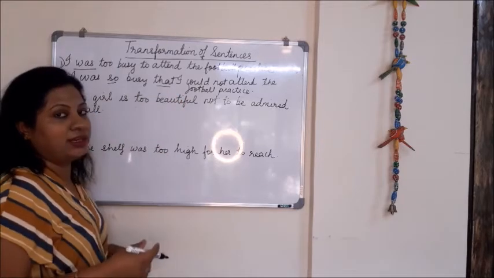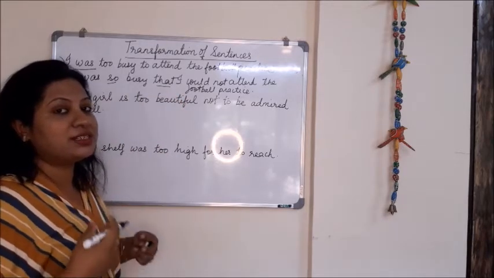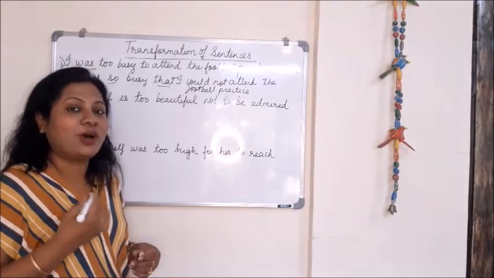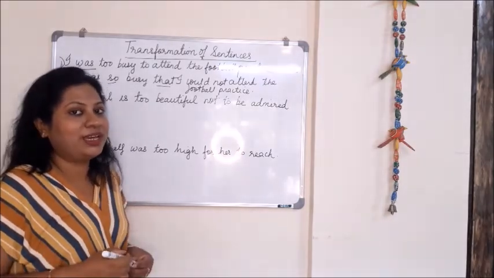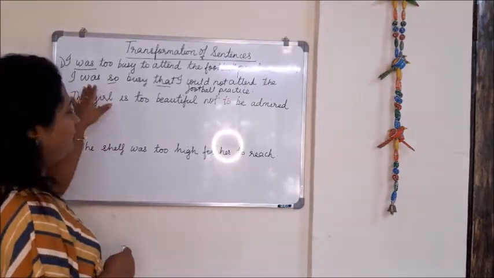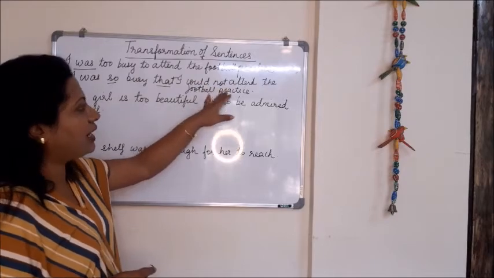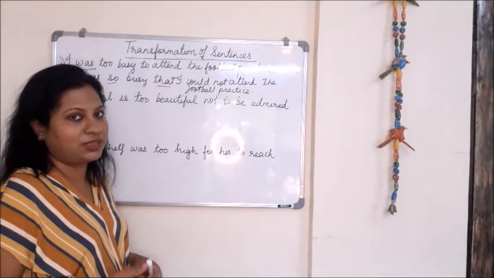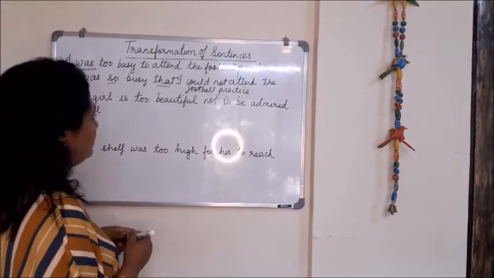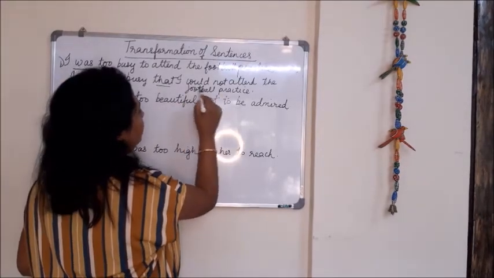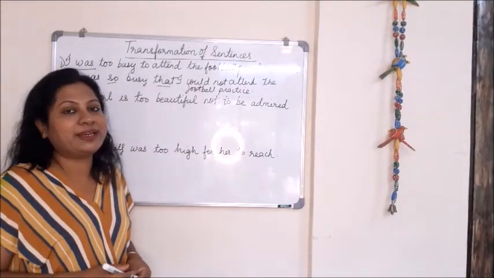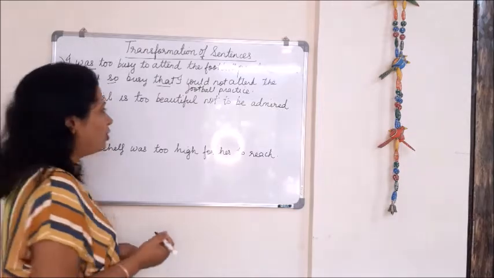Now by replacing, what does this sentence change to? Now this sentence has changed to a complex sentence because now it has got two verbs. I was so busy that I could not attend. So could not attend becomes a next verb, another verb. But this is a complex sentence because there are two clauses. So that I could not attend the football practice becomes a clause and that's how it becomes a complex sentence. Now let's move on to the next example.